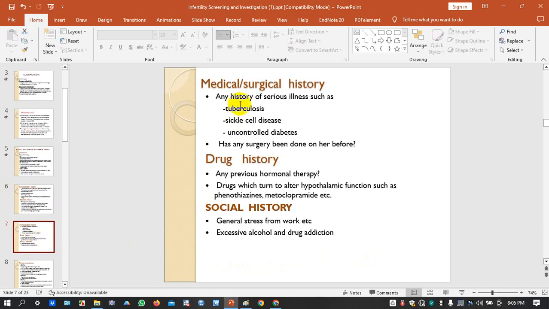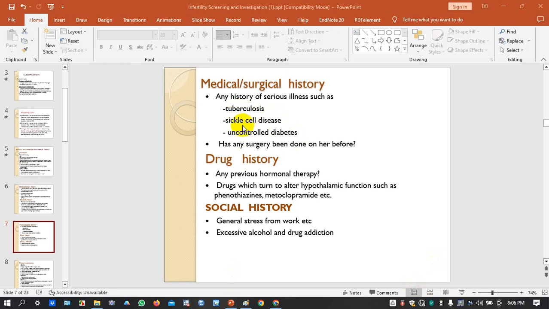We also look at medical or surgical history. So, is there any history of serious illness such as tuberculosis, sickle cell disease, uncontrolled diabetes? Has any surgery been done on her before? Tuberculosis can affect fertility. Sickle cell disease can also. Uncontrolled diabetes can also affect it.